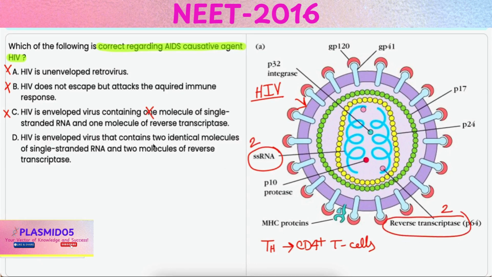Option D, HIV is an enveloped virus that contains two identical molecules of single-stranded RNA and two molecules of reverse transcriptase. This is exactly the structure of HIV, that is, it consists of two molecules of single-stranded RNA and two molecules of reverse transcriptase, which is very essential for integration into the host genome. Hence, it is the correct option.